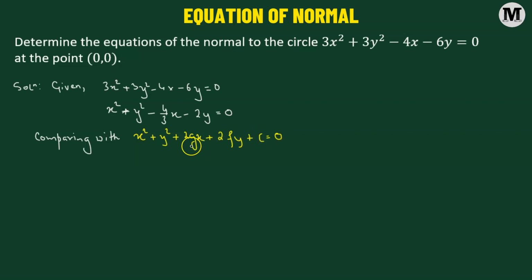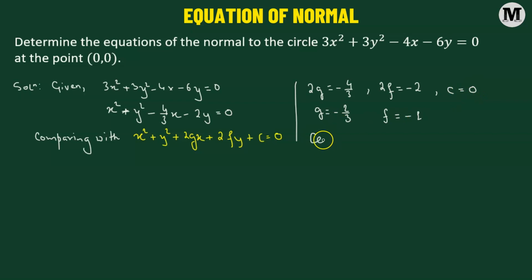Our goal is to extract the values of g, f and c from the given equation of the circle, and once we have done that, we can easily define the coordinates of the center as well as the radius of the circle. So let's do that. Here we have 2g equals negative 4/3, which means g is negative 2/3. Then 2f equals negative 2, which means f is negative 1. And there is no c value, so we consider c to be 0.